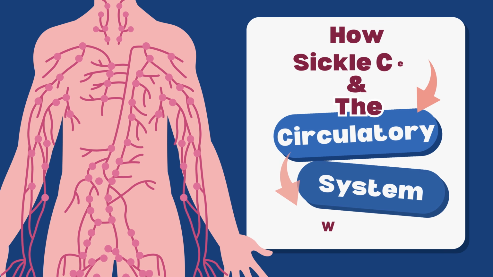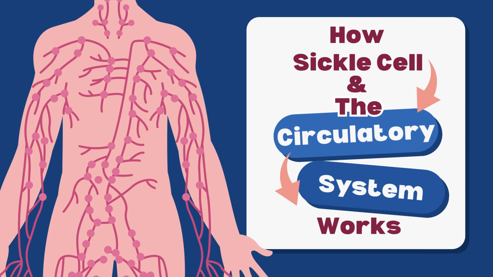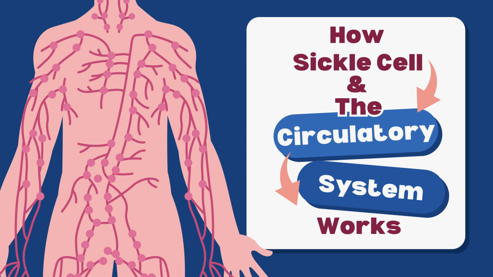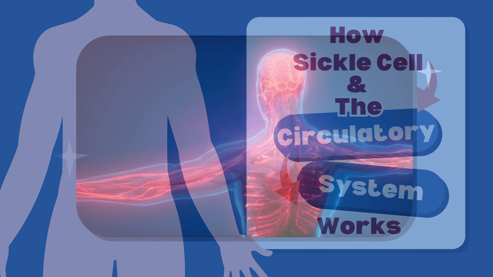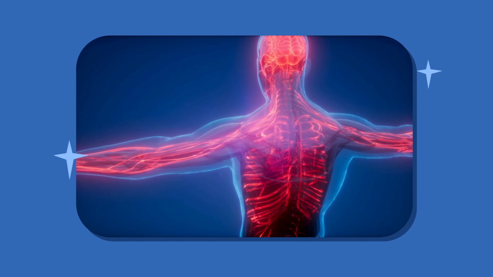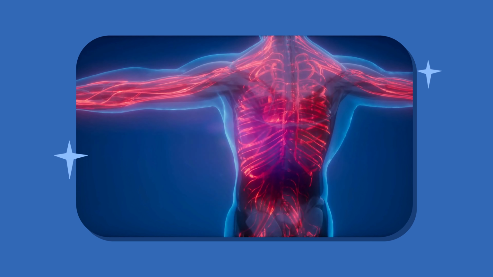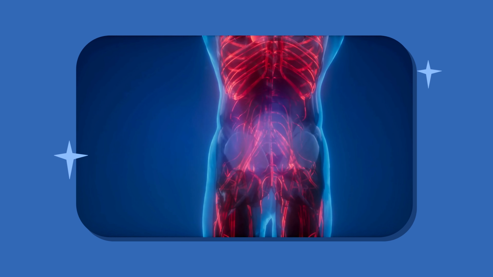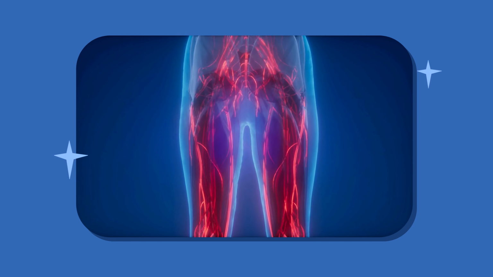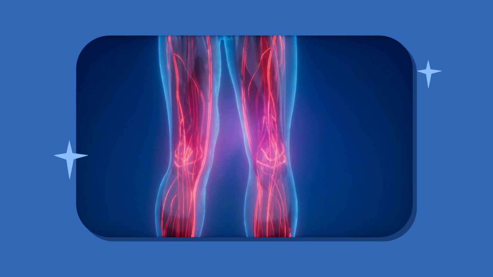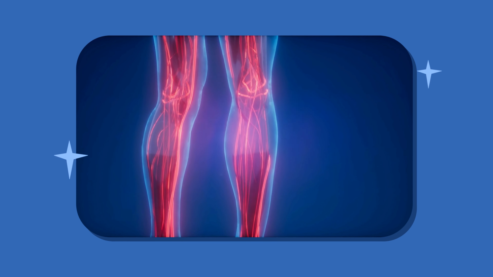How sickle cell and the circulatory system works. Our circulatory system transports blood, oxygen, nutrients, and waste products to and from cells throughout the body. It consists of the heart, blood vessels, arteries, veins, and capillaries.